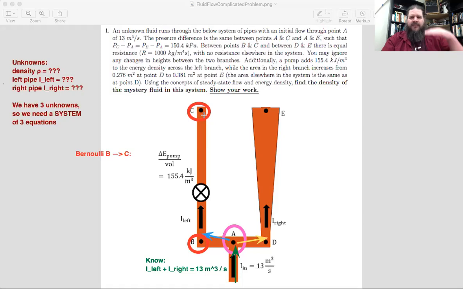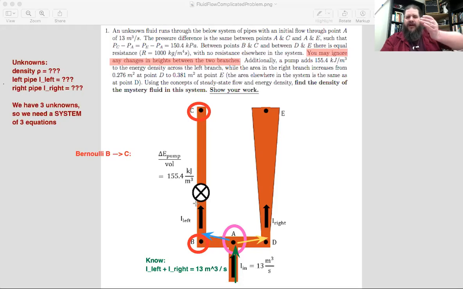I mean, it kind of looks like it based on the diagram, but if you take a close look at the text here, it says you may ignore any changes in height between the two branches. These aren't representing different heights. I think this is meant to be a top-down view. Like you've got this fork-shaped pipe that's just flat on the table and you're looking down on it from above. So C is not higher than B. Maybe C is further north than B. But this is a top-down view.